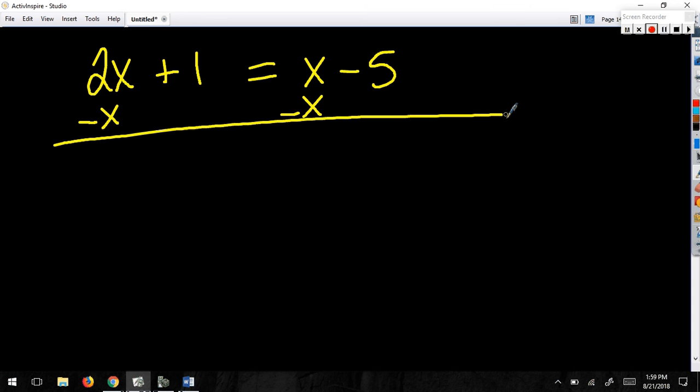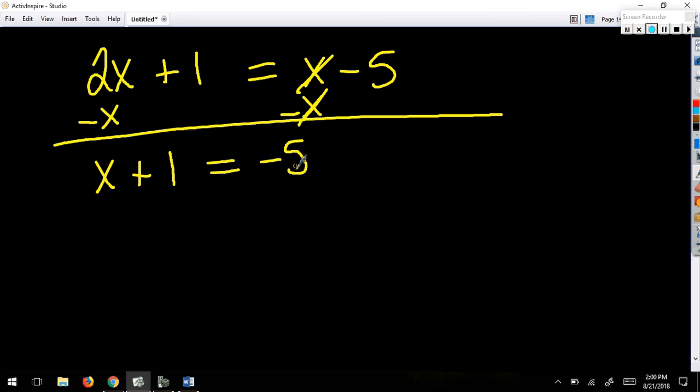What's 2x minus x? X. 2x minus 1x would leave me with 1x. The plus 1 is still there. These cancel because I moved it, right? Leaves me with negative 5. Well, this just became a really easy equation to solve, yes? So what do I do with the 1? Subtract it? Close. Negative 6, that's right.